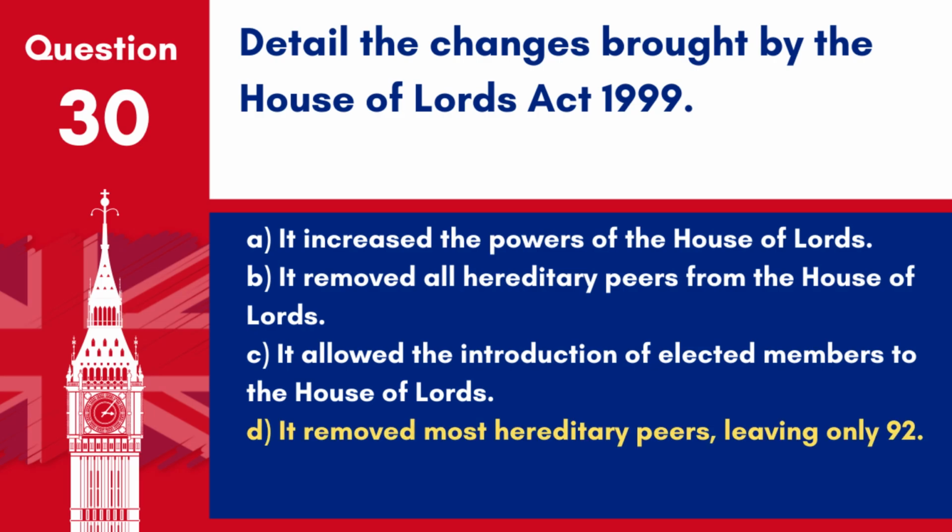Answer D. It removed most hereditary peers, leaving only 92. The House of Lords Act 1999 was a landmark reform that removed the automatic right of hereditary peers to sit in the House of Lords, except for 92 who were elected internally.